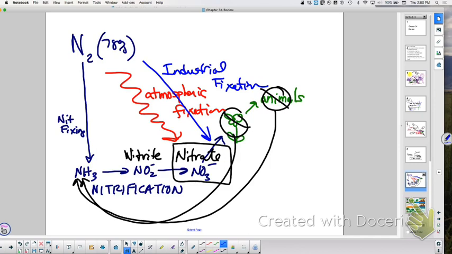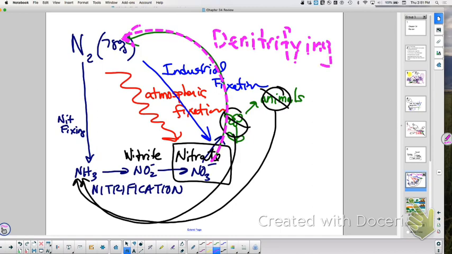Okay, we good on that? Now, there's still something missing. How do we get it back into the reservoir up top? What do we do there? Yes, denitrifying bacteria. They will take the nitrate and put it back into the reservoir. Denitrifying bacteria.